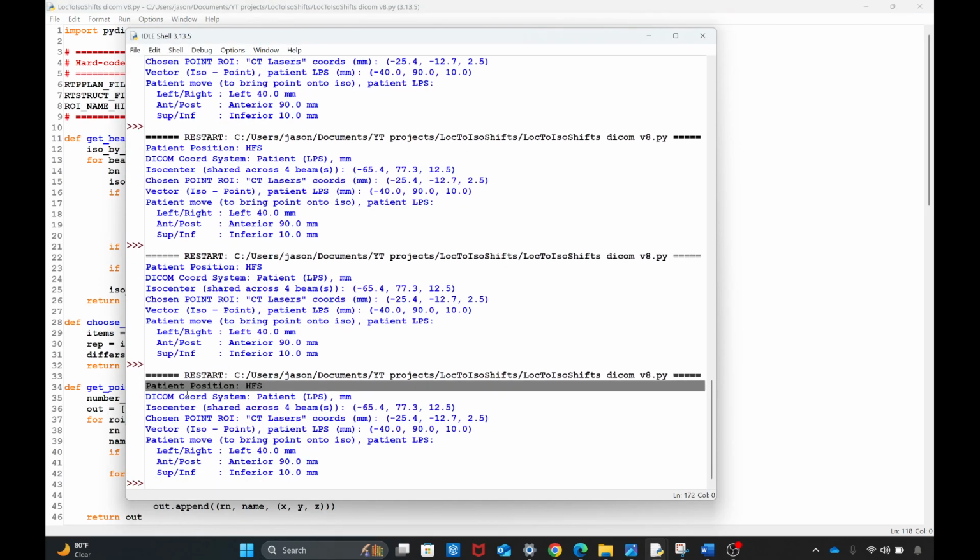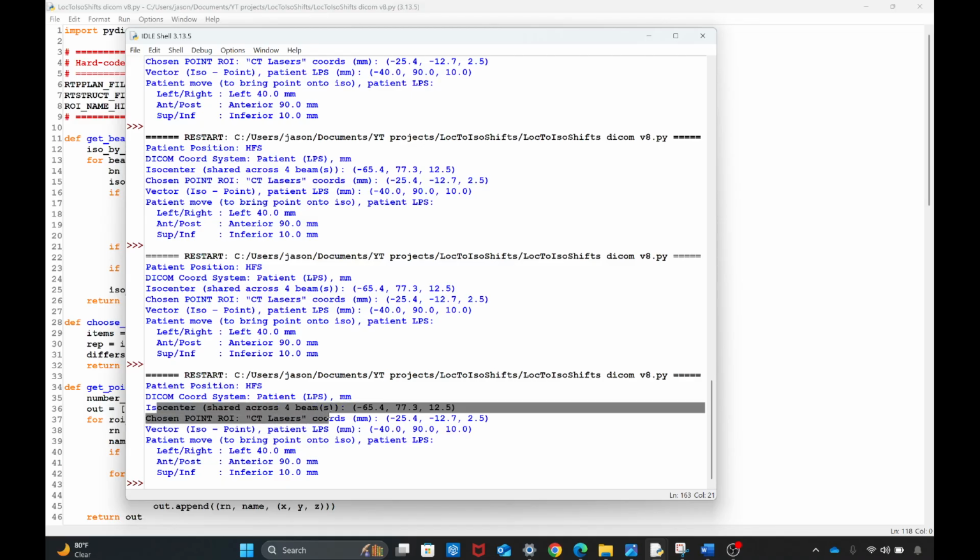So here is the output. It first prints out the patient position, and in this case, it's head first supine. Then it finds the isocenter. In this case, all four beams share the same isocenter, so it prints out one row. It also chooses the CT laser point as our localization point, and it also prints its coordinate system.